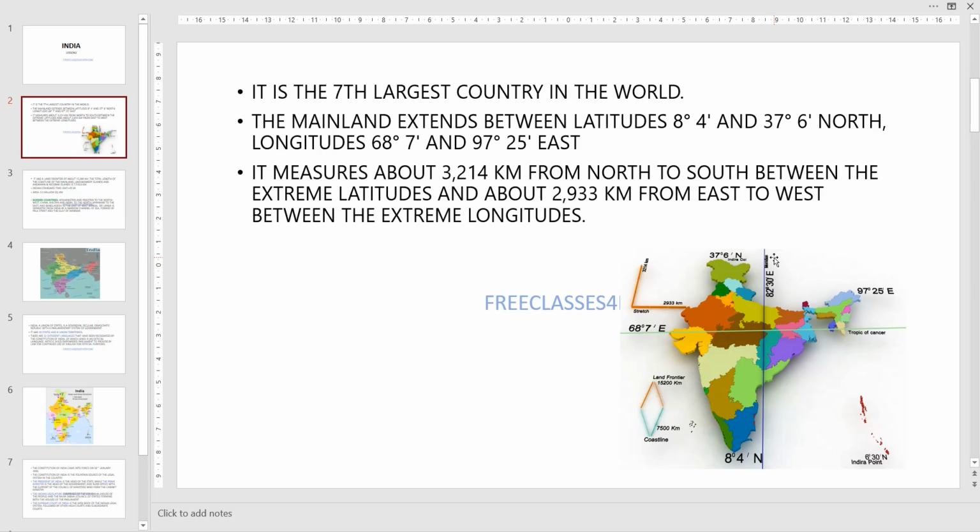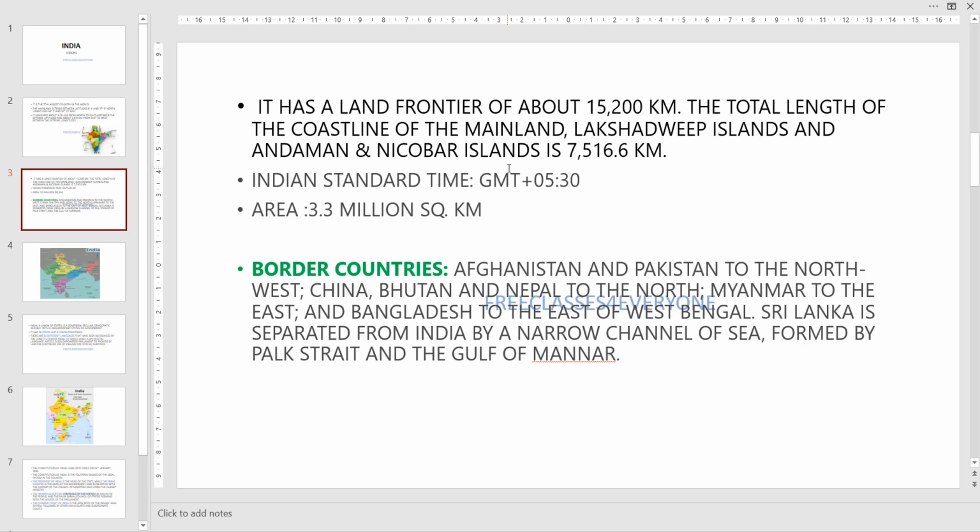If we measure our country between the longitudes and the latitudes, running from north to south, it measures 3,214 kilometers. If we measure from east to west, then it is 2,933 kilometers. It has a land frontier of about 15,200 kilometers. It means if we see the land boundary of our country, it is 15,200 kilometers.